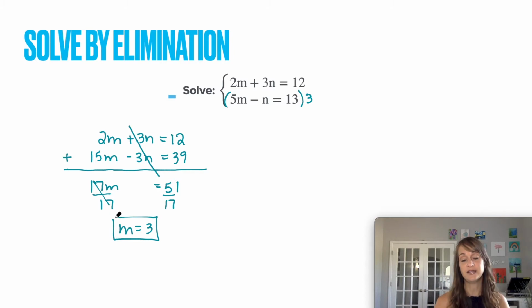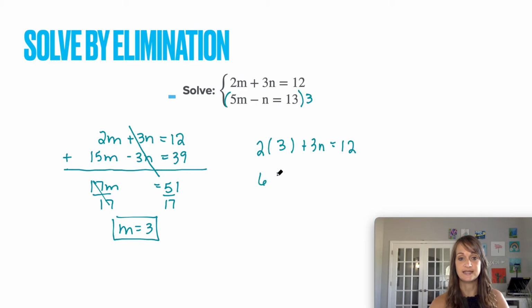We now need to plug m back into one of our equations in order to find the other variable. So I'm going to take the top equation. It doesn't matter. You can do either equation. I'm going to take the top equation, and I'm going to substitute the 3 in for m. So instead of it being 2m, it's going to be 2 times 3.